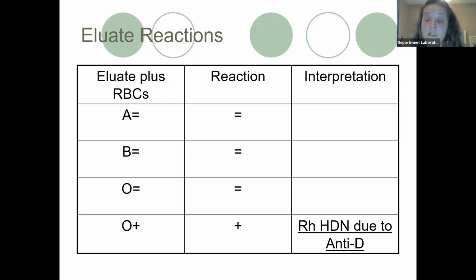So if it was another IgG antibody, it might have reacted with your O negative cells. But anti-D will not react with your O negative cells, of course, because the D antigen is not there. Let's see if I can remember if I have that example. I don't. So if you had a reaction with your O negative cells, then we would suspect that it's probably not D. It's probably another IgG antibody.